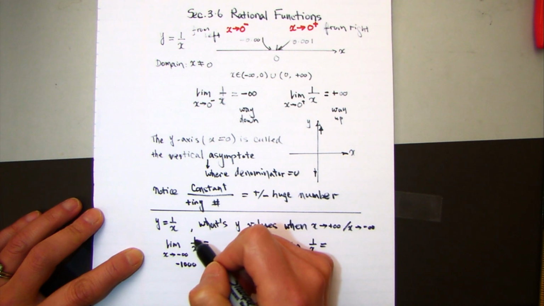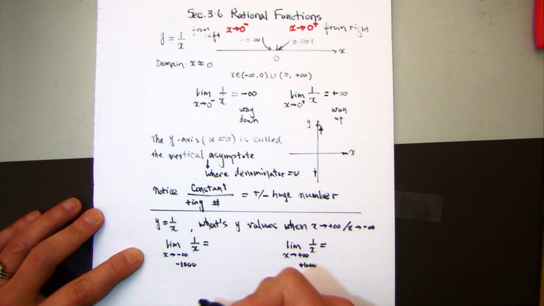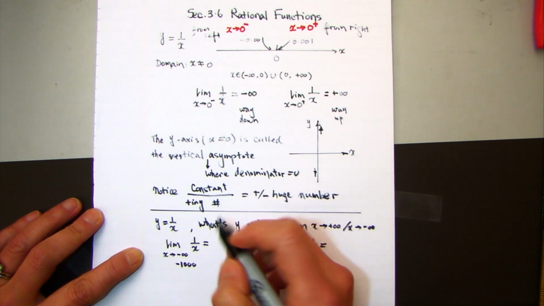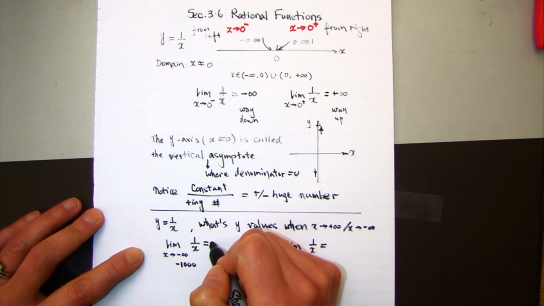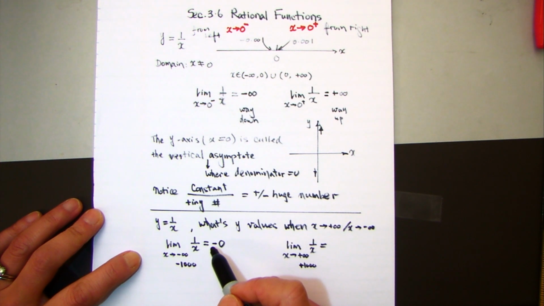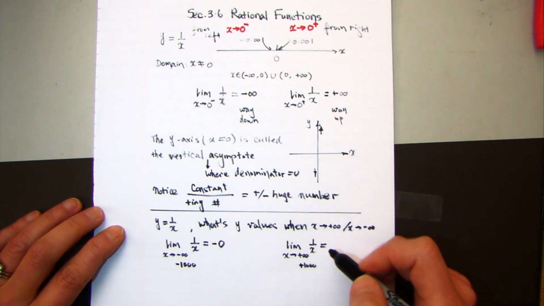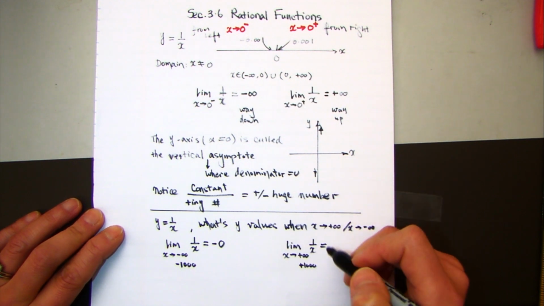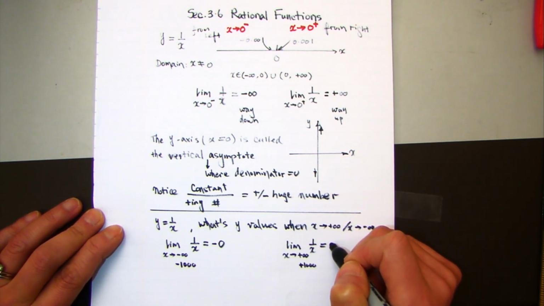Okay, all right, ladies and gents, 1 divided by negative 1,000 is going to be 0.00, and you don't need to write the negative sign on the 0, but I myself, you know me, OCD, I usually put a negative on the 0, but you don't have to. Okay, 1 divided by positive 1,000 is a really, really tiny number, but that's a positive.